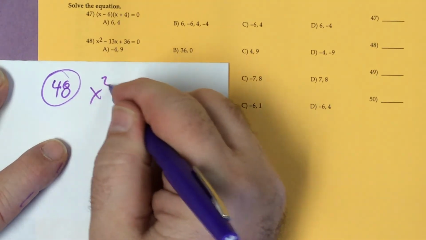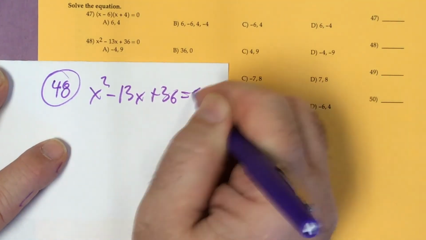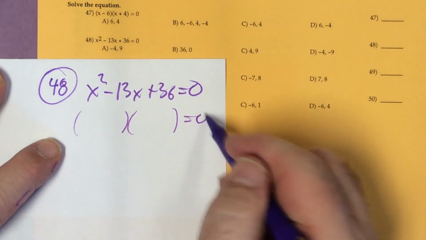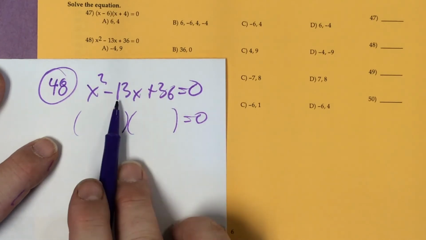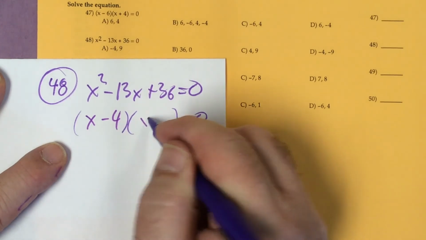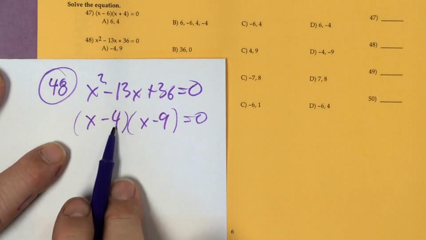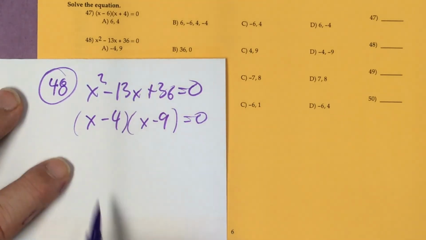So this is going to be x squared minus 13x plus 36 is equal to 0. So what I'm going to do is I'm going to put this into two factors, and the two numbers that are going to be a product of 36 but a sum of negative 13 are going to be x minus 4 times x minus 9. Negative 4 times negative 9 is positive 36. Negative 4 and negative 9 combine to be negative 13. So those are our two factors.